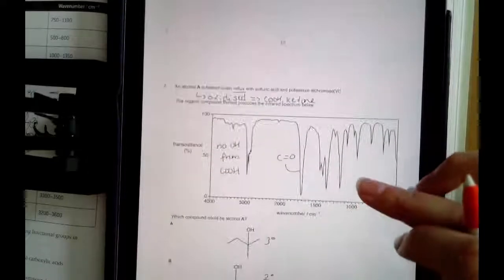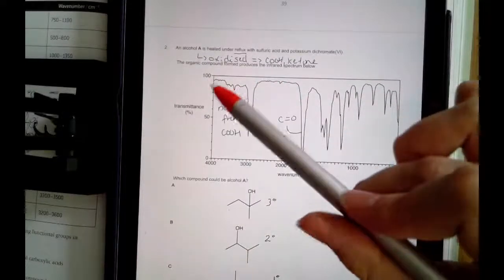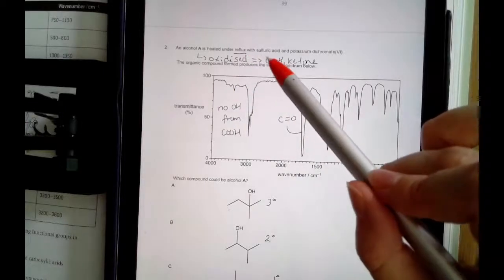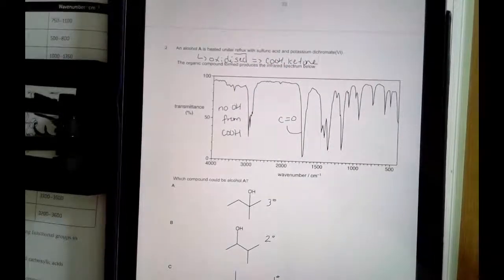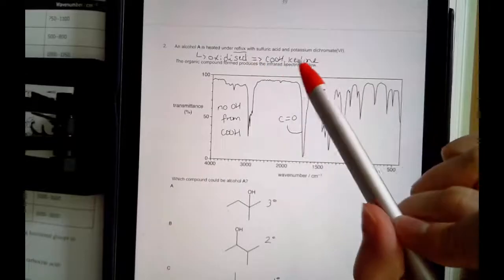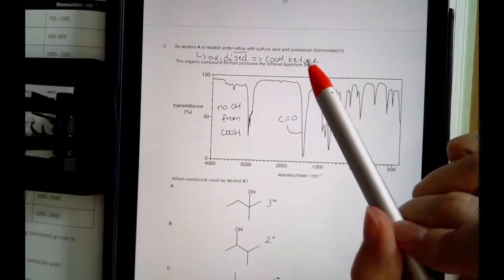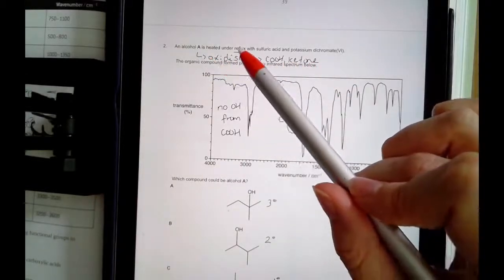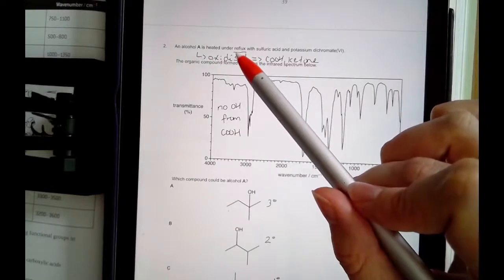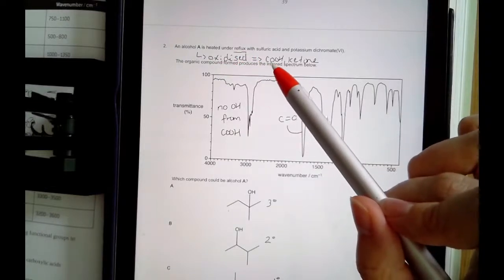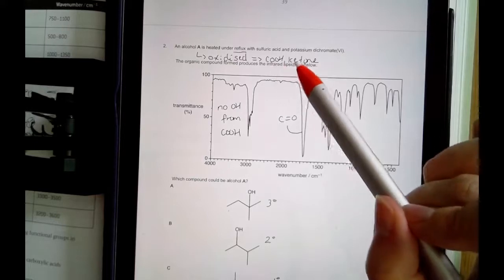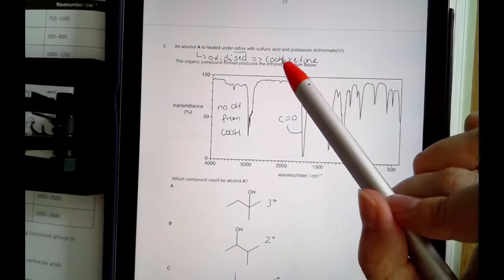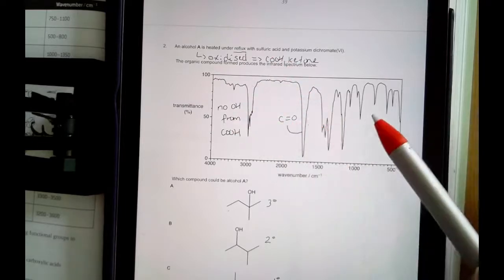Okay, in the next question, you are told that you heat an alcohol under reflux with sulfuric acid and potassium dichromate. So you would need to recognize those reagents as oxidizing reagents. And if you're oxidizing an alcohol under reflux, you've got two possible products. You can either make a carboxylic acid if it's a primary alcohol, or a ketone if it's a secondary alcohol. So whatever your oxidized product is, it has given you this infrared spectrum.